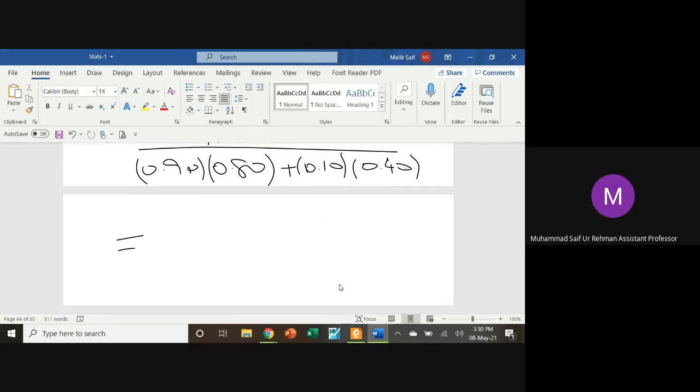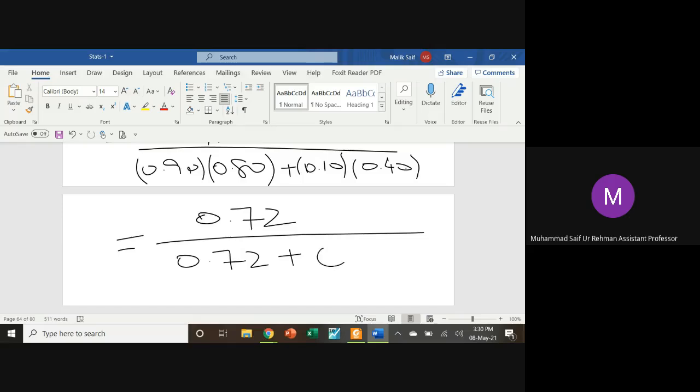0.90 multiply by 0.8, 0.72, divided by 0.72 plus 0.1 multiplied by 0.4, 0.04 plus 0.72, 0.76 multiplied by 0.72. It is 0.9474.